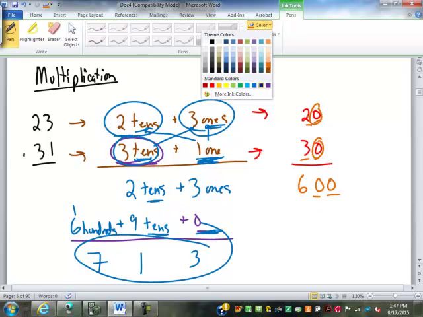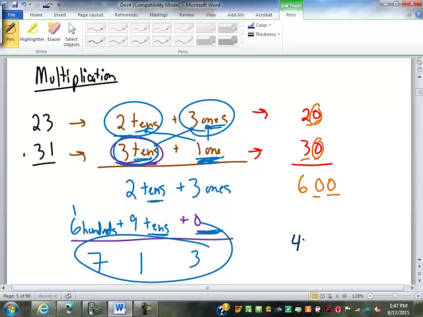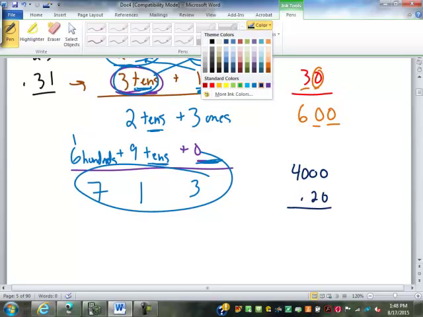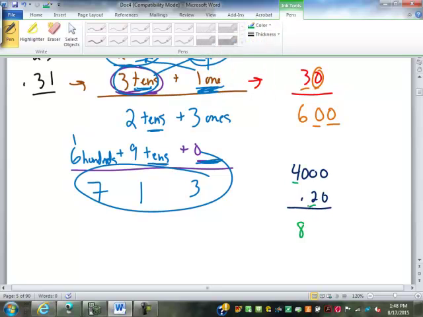So if I were estimating and I had something like 4,000 times 20, well, I'm going to do the 4 times 2 is 8, then 1, 2, 3, 4 zeros. Where did that really come from? Well, this is thousands and this is tens. Thousands times tens makes 10,000. So the 8 has to go in the 10,000s place. So anyway, enough of that.